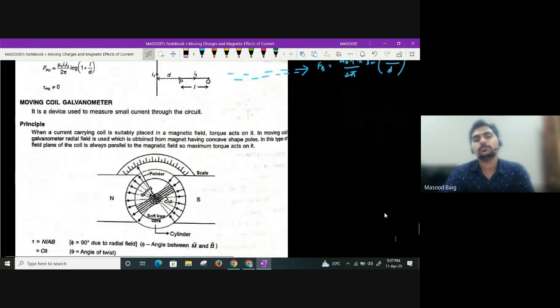Then we have talked about ammeter, we have talked about voltmeter, we have talked about potentiometer. We have one more device called the moving coil galvanometer, guys. So what does a moving coil galvanometer do? It will measure small currents through the coil, both AC as well as DC, guys. Again, it works on which principle, guys?